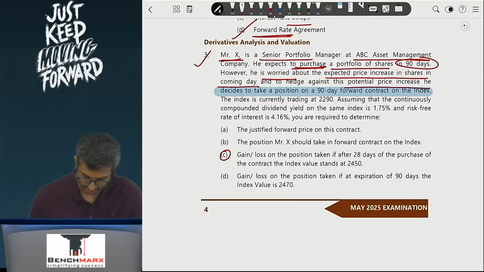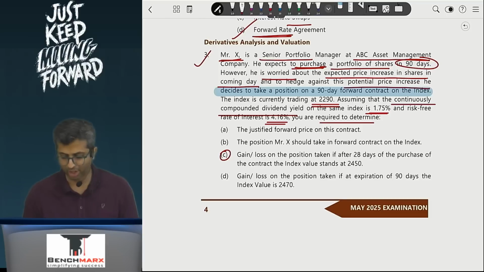The index is currently trading at 2290. So this is your index current price, 2290. Assume that the continuously compounded dividend yield on the same index is 1.75%, unless given otherwise it is per annum, and the risk-free rate of interest is 4.16%. You are required to determine: over here, the index is currently trading, so this must be the spot price. Now what is a justified forward price on the above contract?